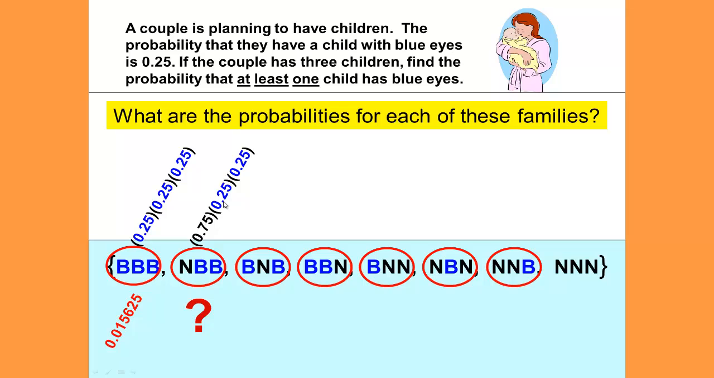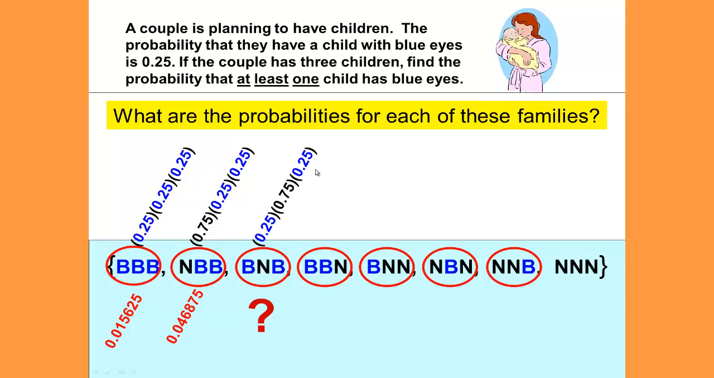Then times a blue-eyed child, which would be probability of 0.25, times the probability of being a blue-eyed child, 0.25, and if I multiply those three decimals out, I get 0.046875. Moving to the third family with a blue-eyed, not blue-eyed, blue-eyed, that would just be 0.25 times 0.75 times 0.25.